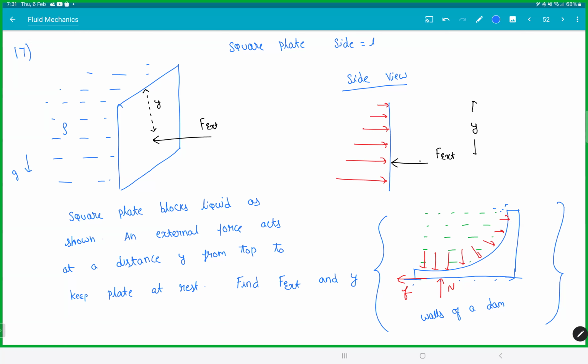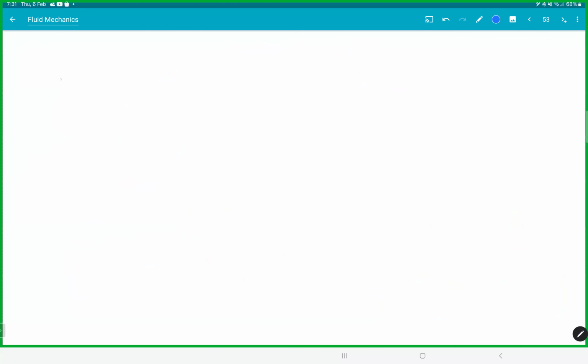Force is actually easy. You can actually take pressure at the center of mass and finish it off. Remember? Pressure at center of mass into area. That would have been easy. But let's integrate anyway and see. So we take a small strip here of thickness dx at a depth x.